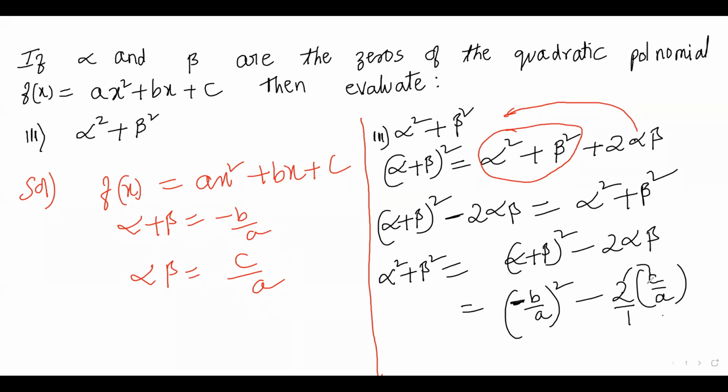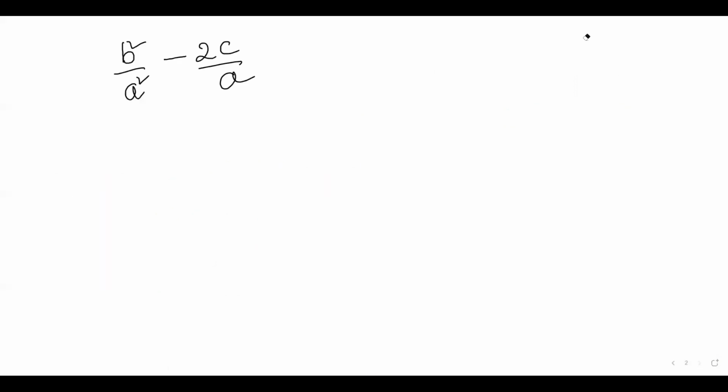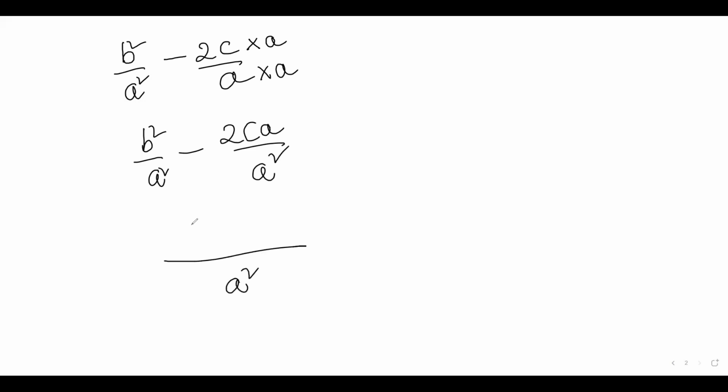Here you have numerator into numerator, denominator into denominator. Right? 2c by a. Now let's take LCM. I want to make the denominators equal, so I am multiplying with a and dividing with a. So b square by a square, and I am getting 2ca by a square. So a square is the LCM. B square minus 2ac by a square. This is my final answer for alpha square plus beta square. Hope you understood this.